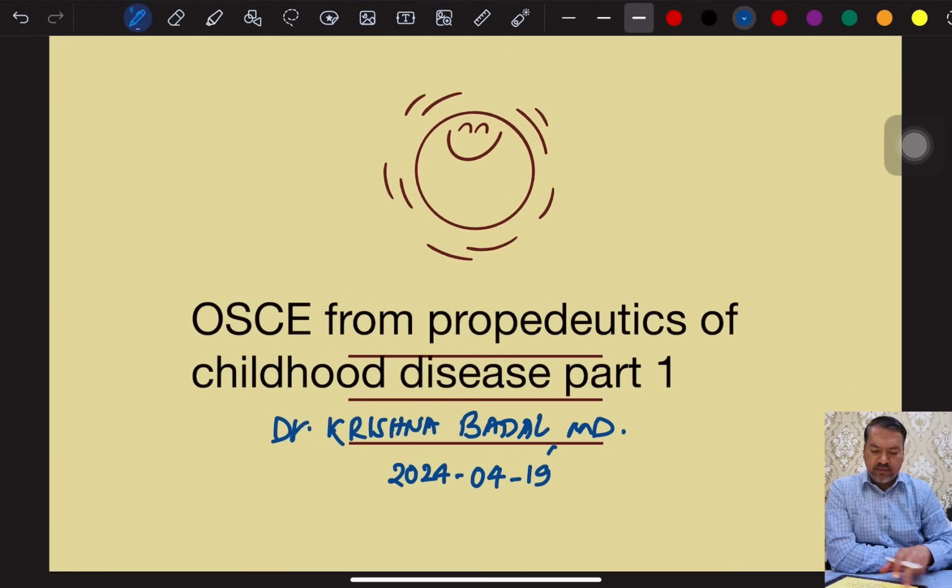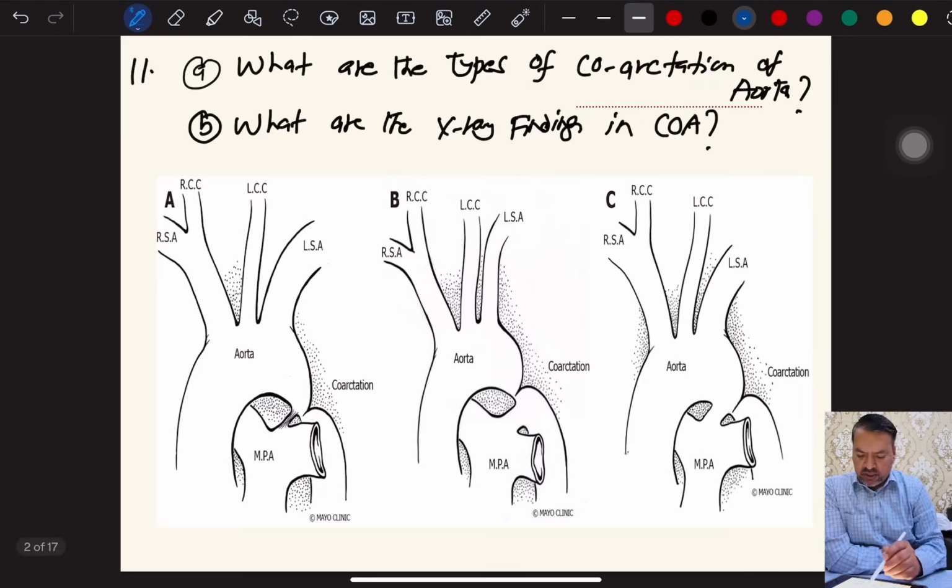So let's start. The first one is, look at this. What are the types of coarctation of the aorta and what are the x-ray findings in coarctation of the aorta? Now you can clearly see there are three types of the coarctation of the aorta, but we want the name of those types.